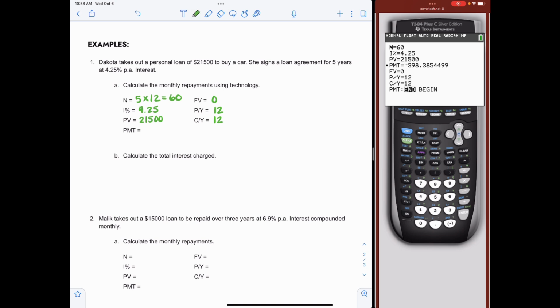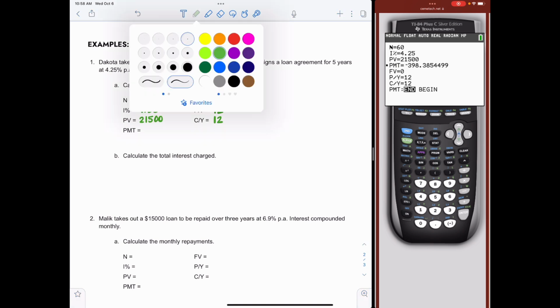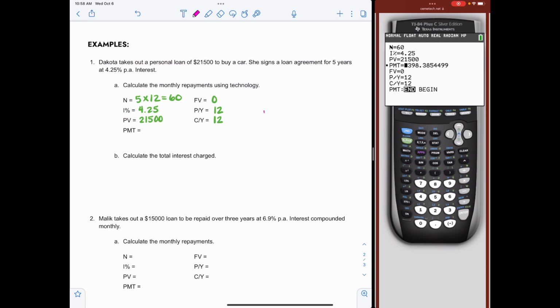So as you can see here, the monthly payments will need to be $398.39. You always want to round up when you're paying bills because you'd rather be safe than sorry. So now it's going to ask us, what is the total interest?